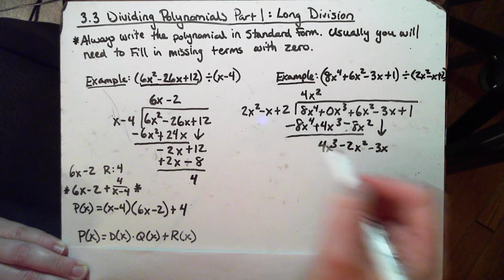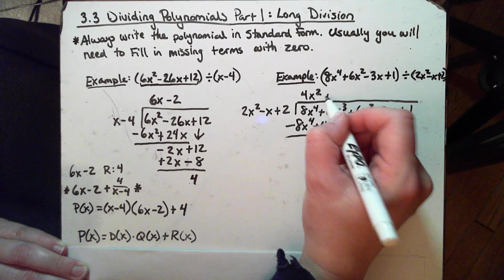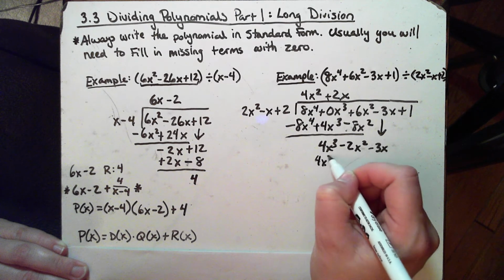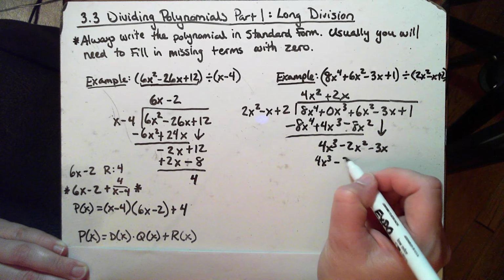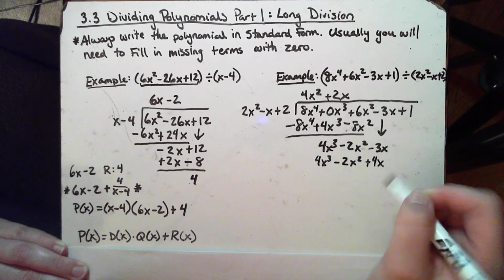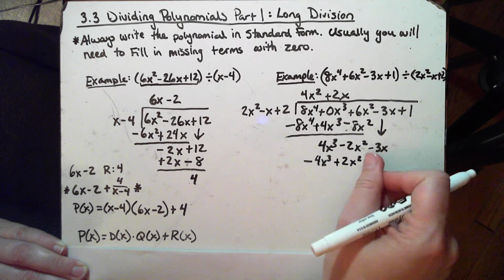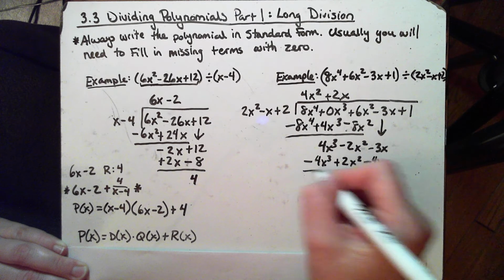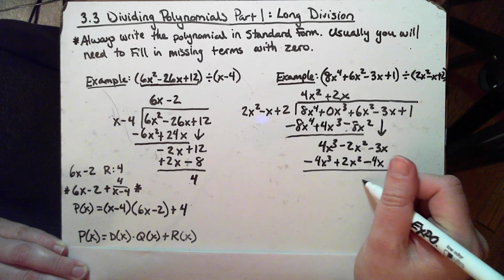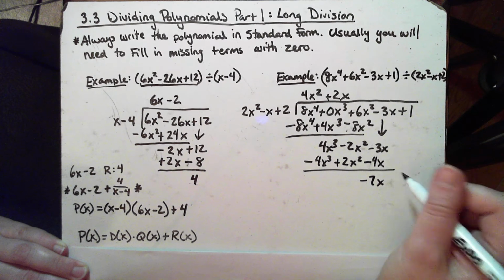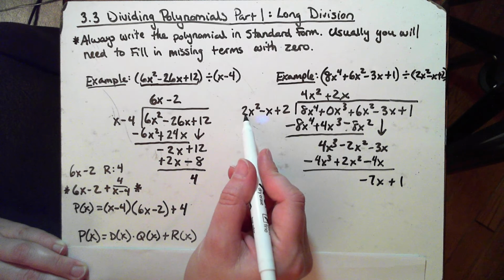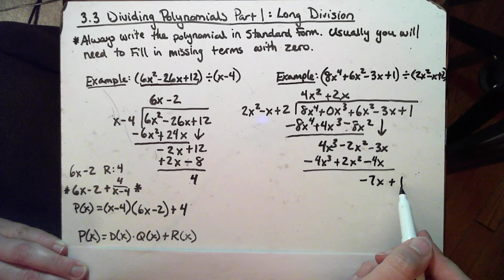Okay, now 2x squared times what is 4x cubed? And that's going to be a 2x there. So 2x squared times 2x is 4x cubed. 2x times negative x is negative 2x squared. And 2x times 2 is 4x. Again, I will change all of the signs. And I'll combine. That adds to 0. This adds to 0. This adds to negative 7x. And then I'll bring down my 1. Now notice, this power is more than that power. So this is my remainder.